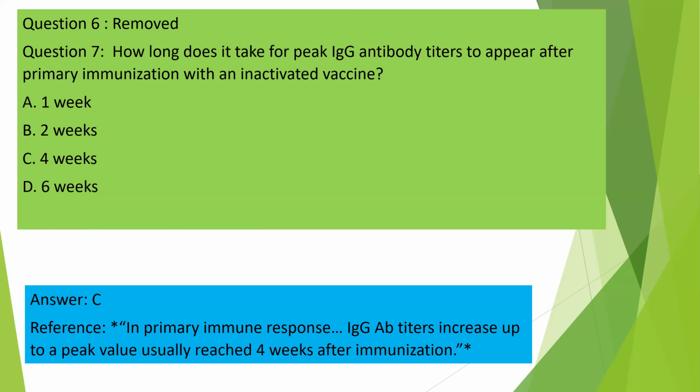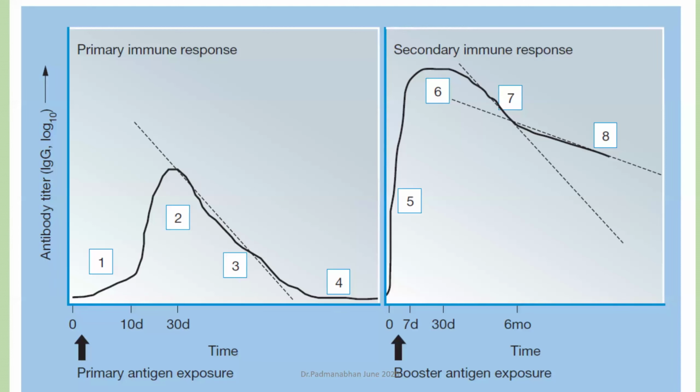So this is what it is. In primary immune response, IgG antibody titer increases up to a peak value, usually reaching it 4 weeks after immunization. Very good.